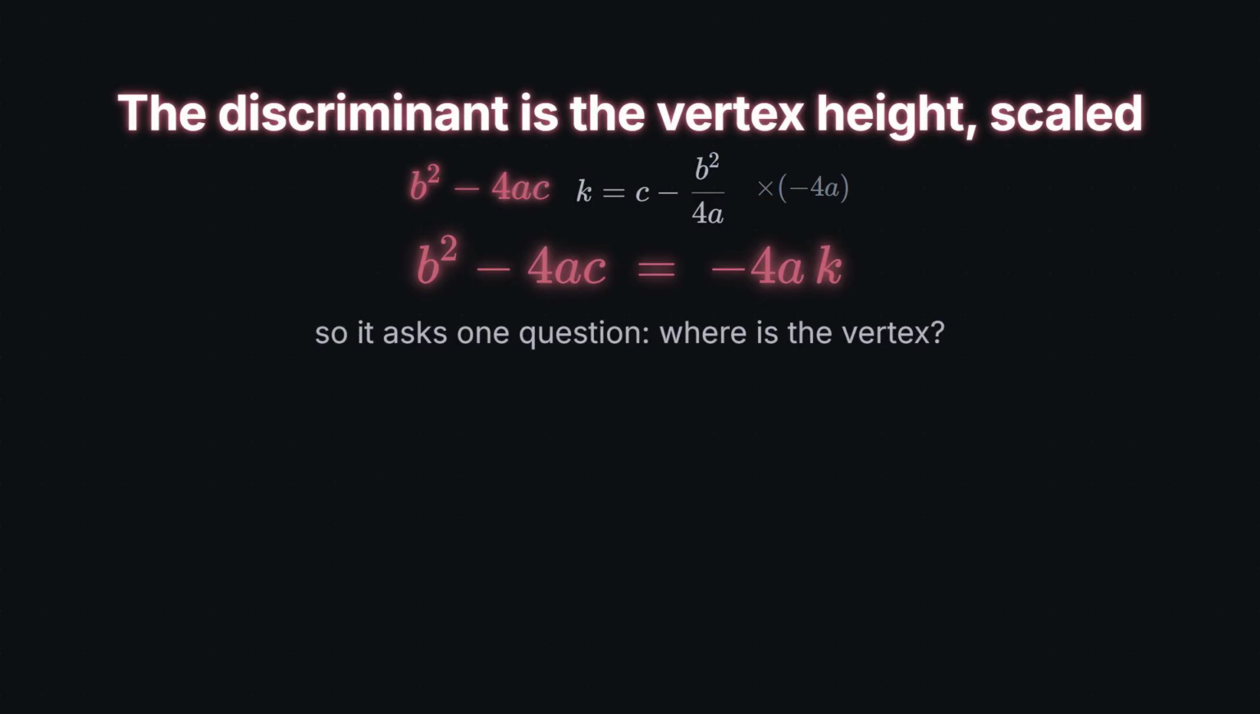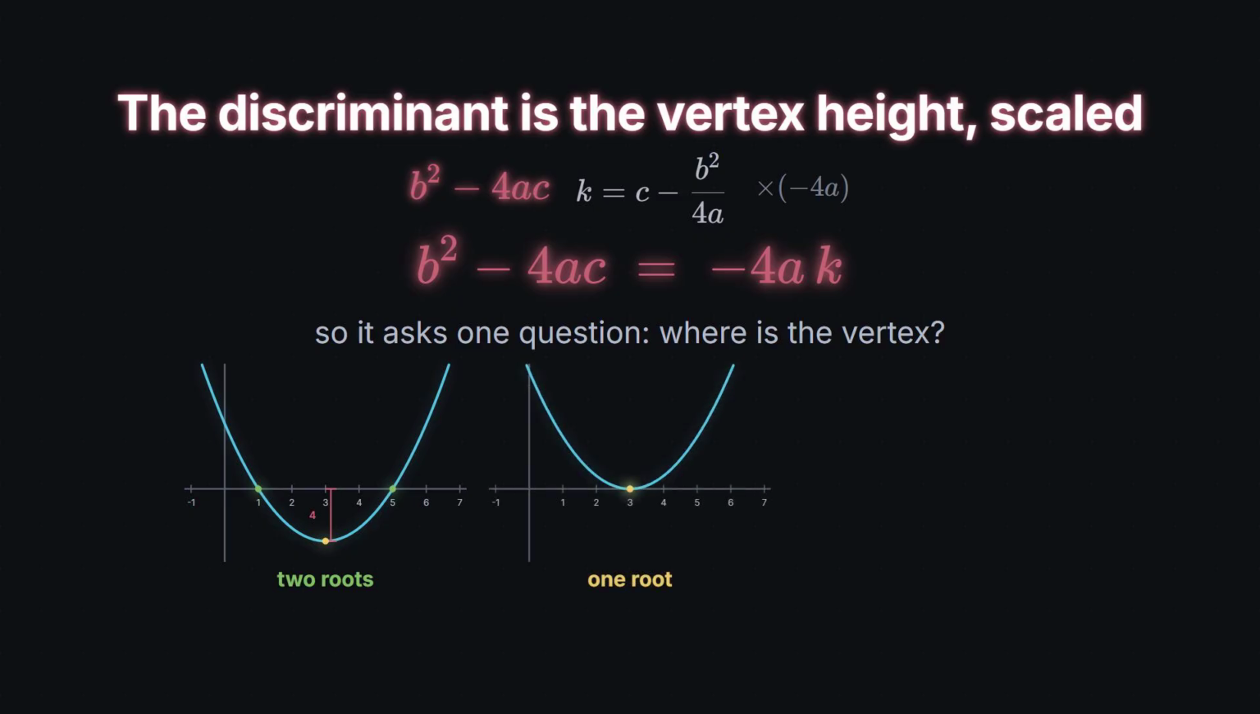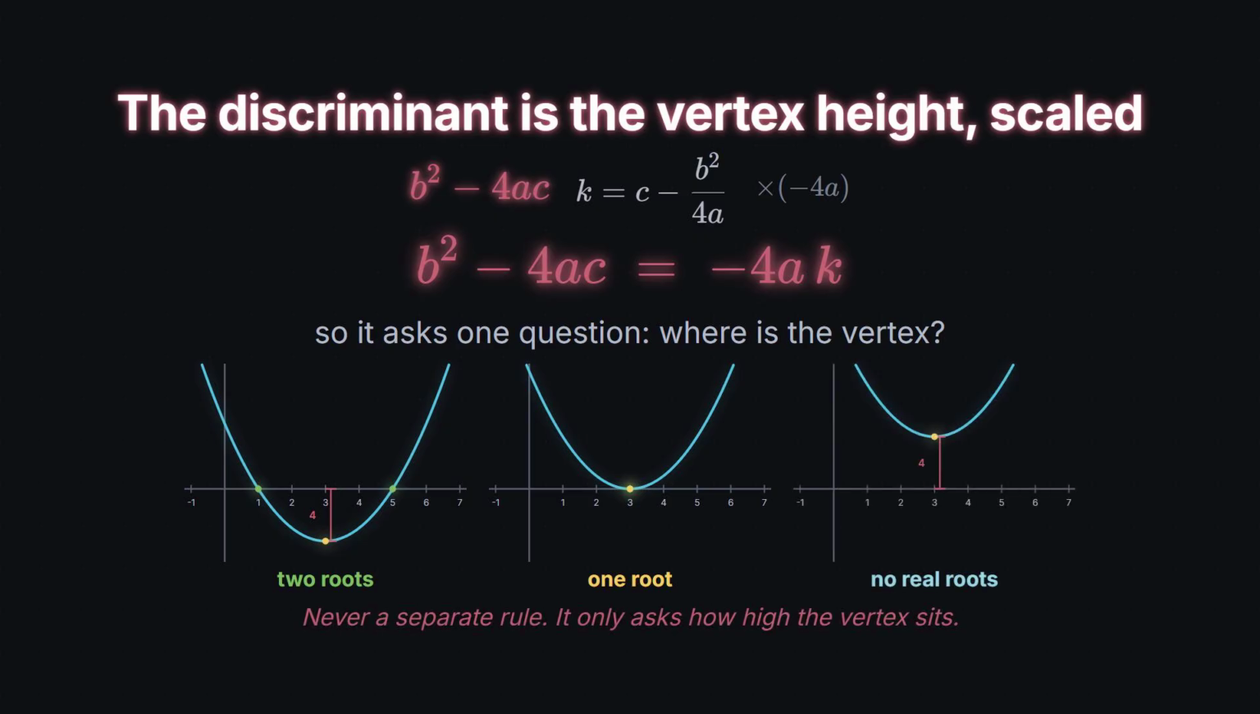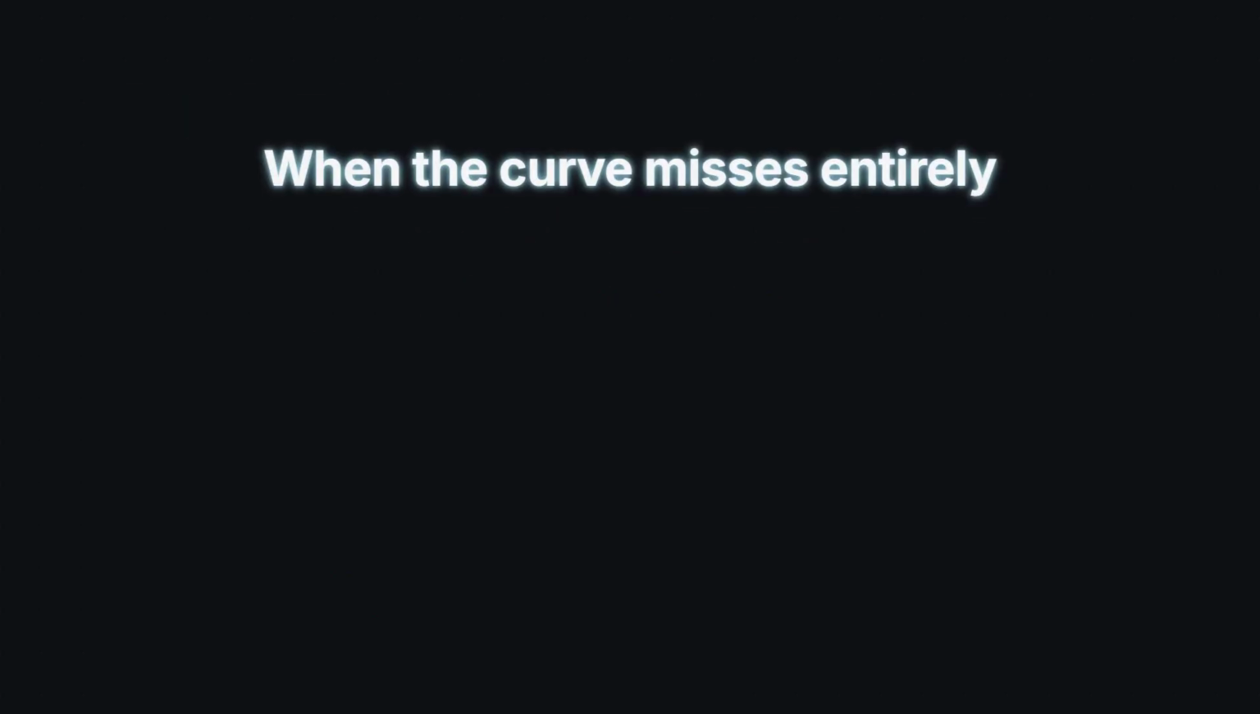Where is the vertex? Our valley opens upwards. Vertex below the axis, and the curve must climb back through it on both sides. 2 roots. Vertex exactly on the axis, and it grazes. 1 root. Vertex above, and the curve only ever goes up. It never reaches it. Now the case everybody is told is the end of the road.